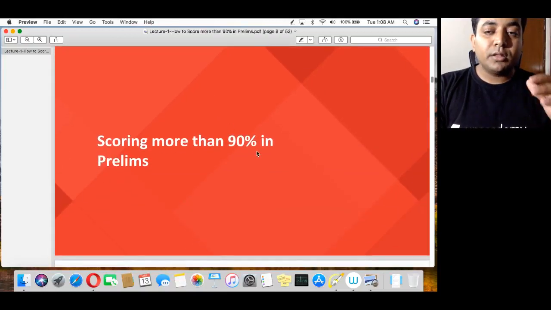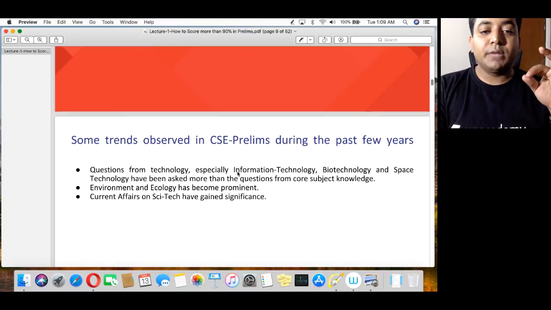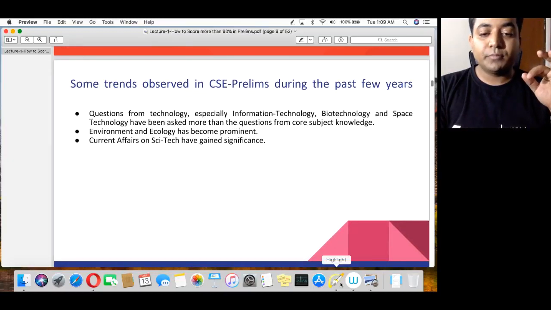Then the key, the important thing which we now will focus on. By the way, this course will be in English. So even if you are in North India, South India, don't worry. I will not speak Hindi in this course so that each and every one of you can understand. So scoring more than 90% in prelims, how we are going to go about it.